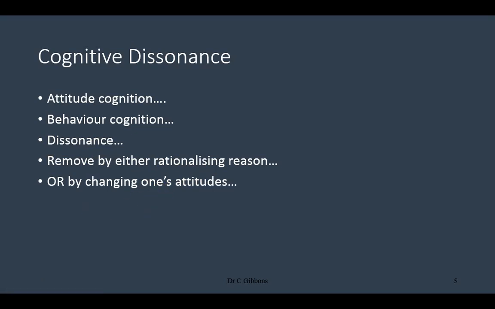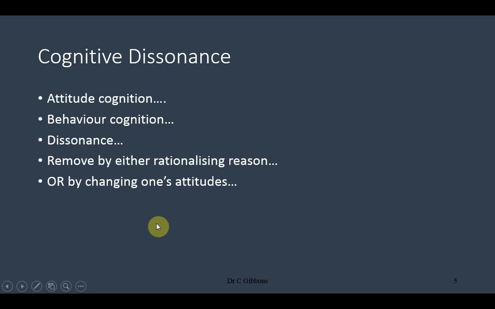Sometimes they have the choice of changing their behavior, and you might think, well, why don't people do that? Surely that's the obvious thing to do. Well, the reason why they don't is that actually often it's easier to rationalize or to change one's attitude. It requires more effort to change one's behavior.